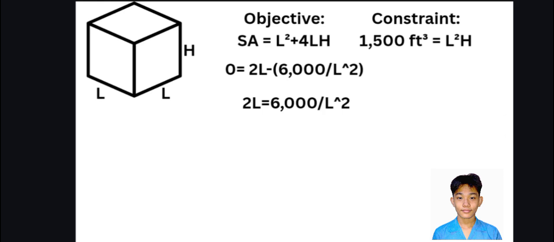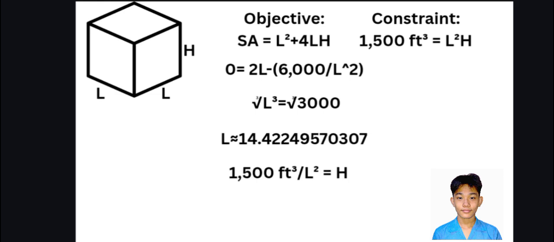Let us multiply both sides by L squared and we will have 2L cubed equals 6,000. The L squared was cancelled because of the multiplication. Now let us divide both sides by 2 to further isolate L. Divide both sides by 2 and we'll be left with L cubed is equal to 3,000. Let us now cube root it to further isolate L, and L is approximately 14.42.